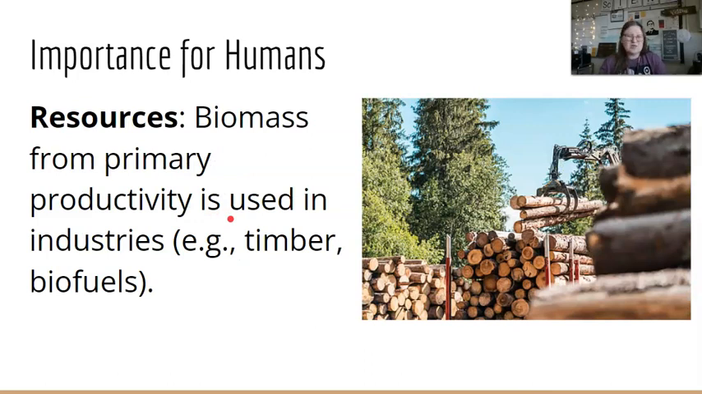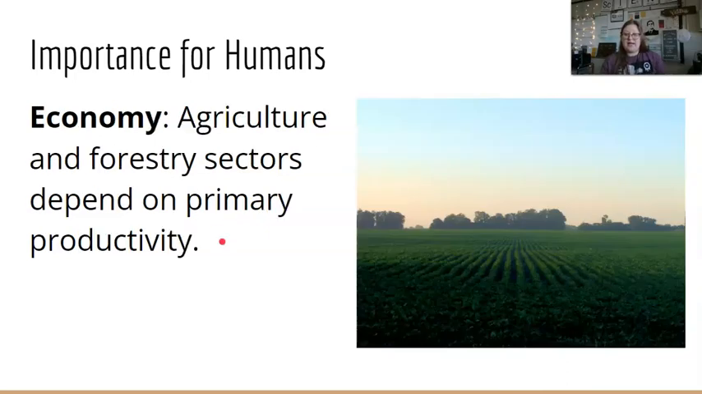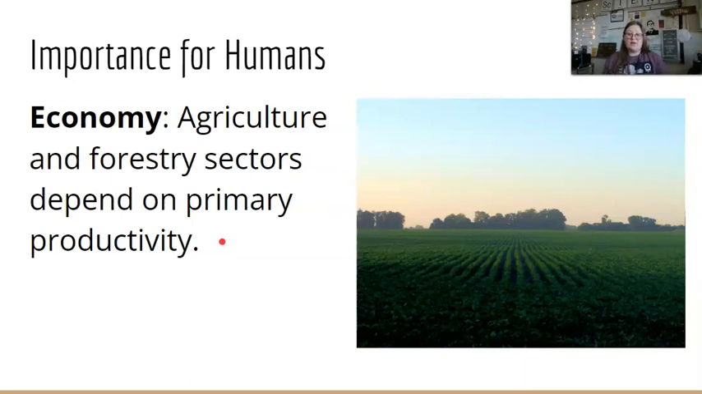And then our resources, we talked about this a little bit earlier, but biomass, which is just any mass that was once living, so wood would be one, from primary productivity is used in industries like timber and biofuels. Medicine, a lot of the medicinal compounds that we use are currently derived from or used to be derived from plants before we created them artificially in a lab. And then the economy, and this goes kind of back to the resources one, but agriculture and forestry sectors depend on primary productivity.